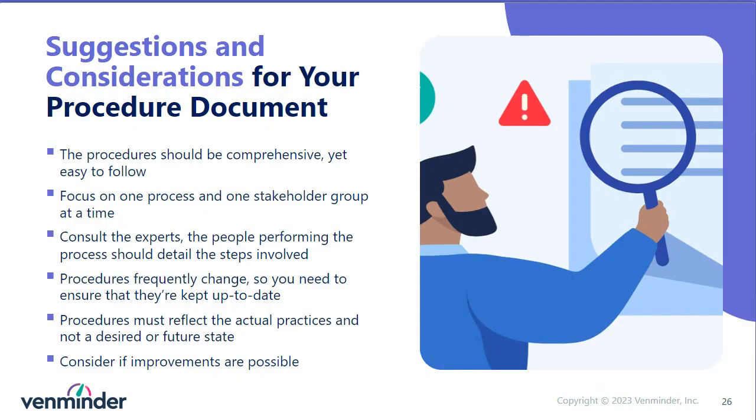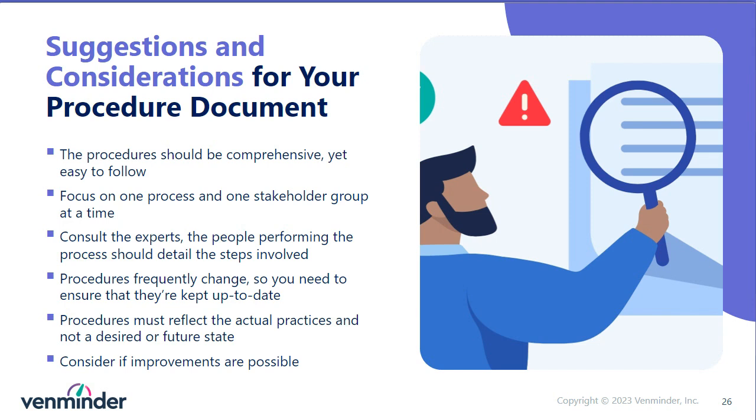So just some final considerations and suggestions for your procedures. Make sure that they're comprehensive, but that they're easy to follow, right? Pretend like you know nothing about that process, or get someone who actually does not know anything about that process and have them walk through them and see how effective they are. Focus on one process and one stakeholder group at a time. Nothing's more frustrating than a set of procedures that's listing activities for somebody else or some other department, and you're trying to follow them and you actually aren't responsible for those actions and don't know how to do them. So process specific, stakeholder group specific.